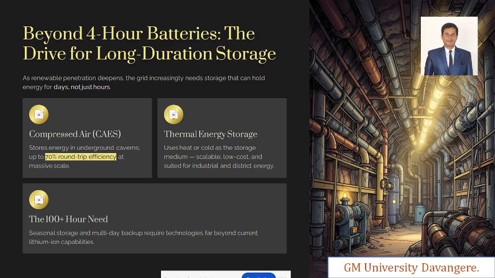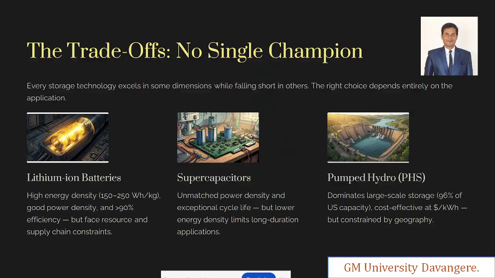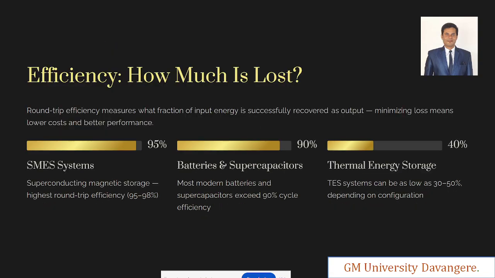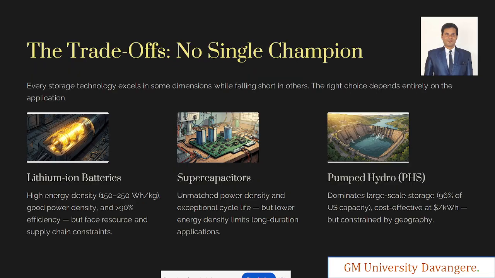And when you talk about thermal energy storage, as I told, the power is very, very low in thermal energy storage. That is what it is. Efficiency will be around 40%. Yes, 40% efficiency will be there. That is why thermal energy storage has very, very low efficiency. Everything depends upon the configuration, how you design the complete system.